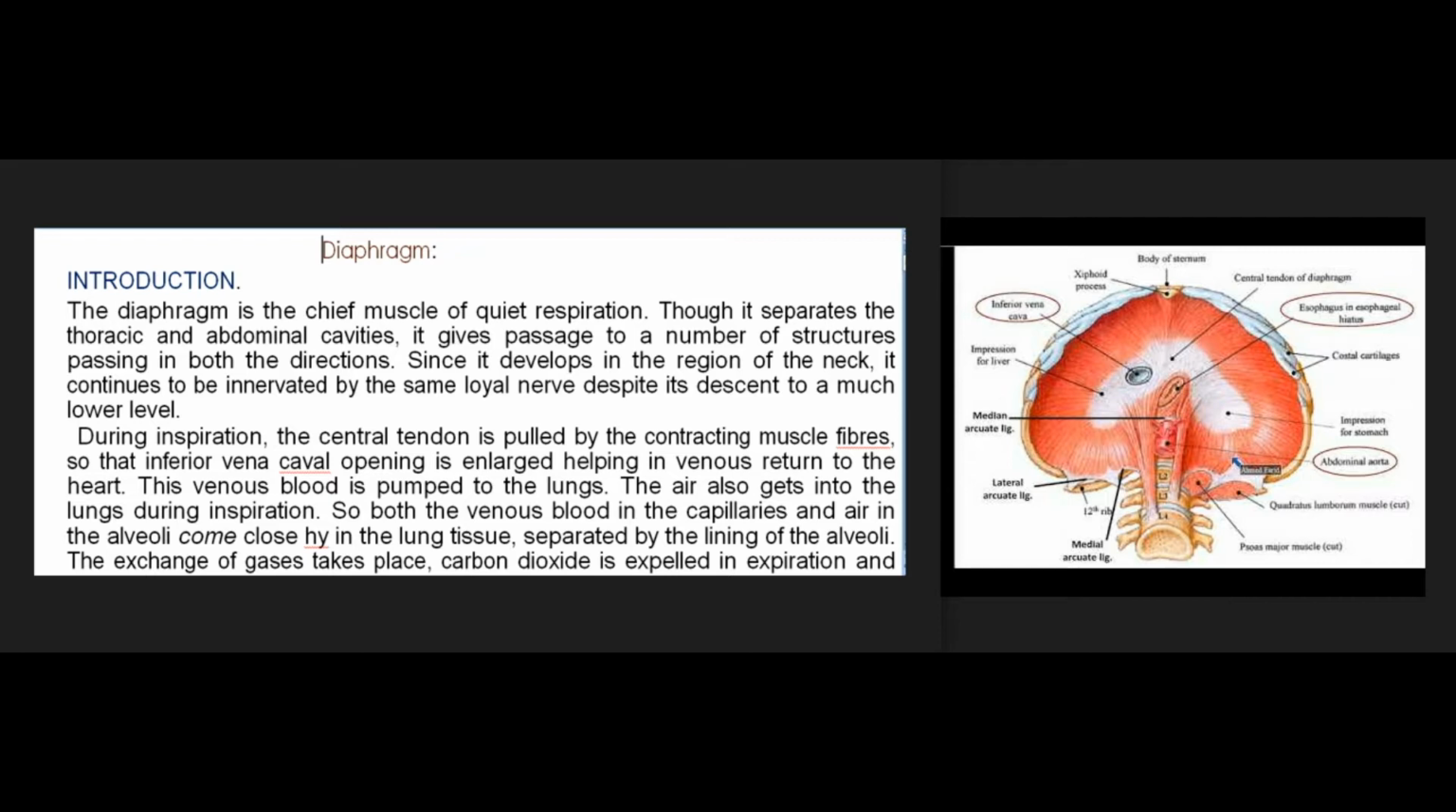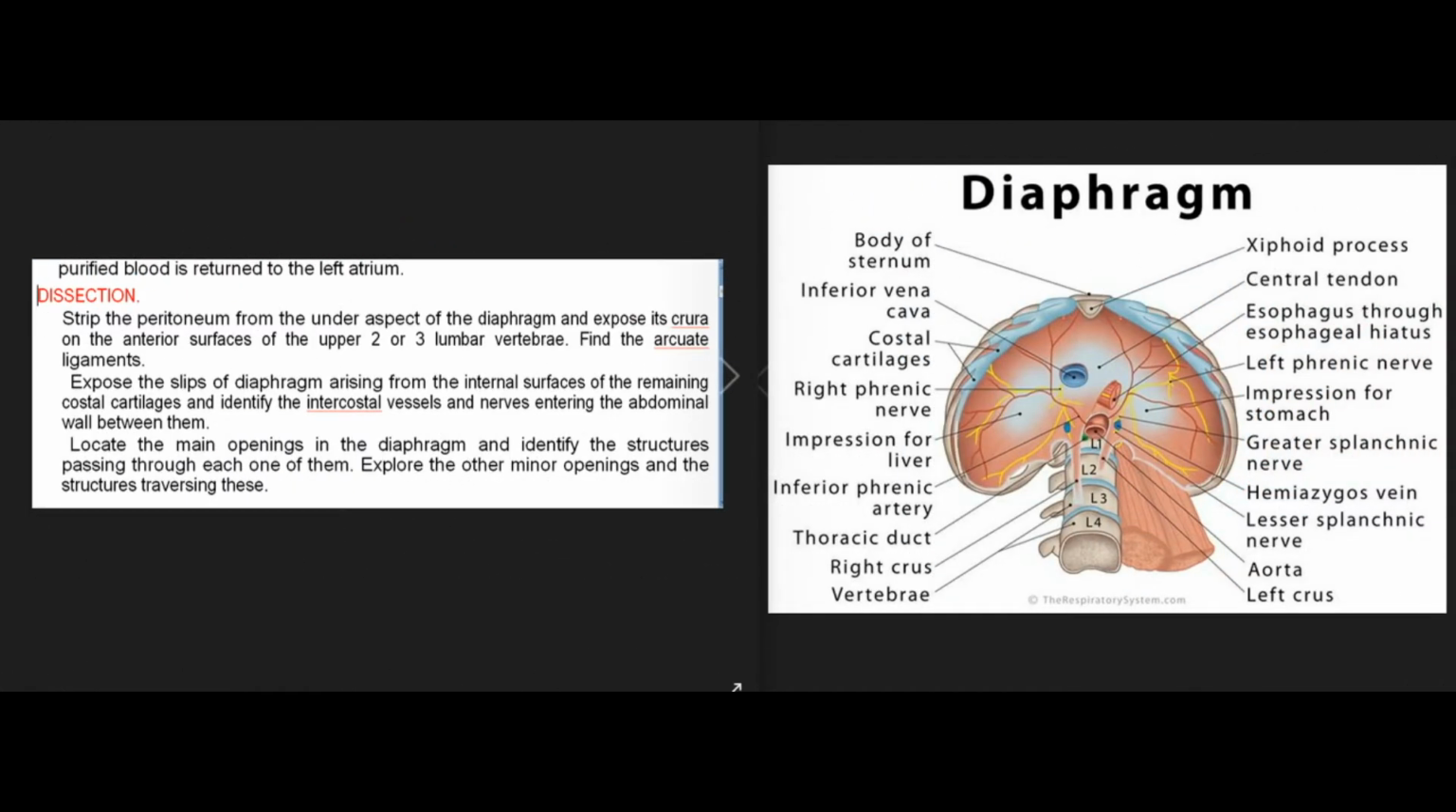So both the venous blood in the capillaries and air in the alveoli come close together in the lung tissue, separated by the lining of the alveoli. The exchange of gases takes place, carbon dioxide is expelled in expiration and purified blood is returned to the left atrium.